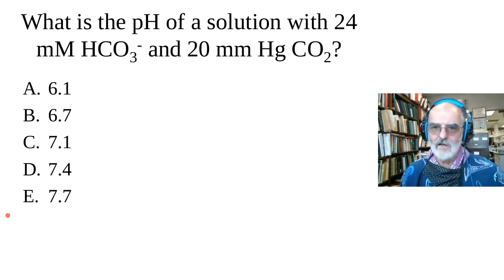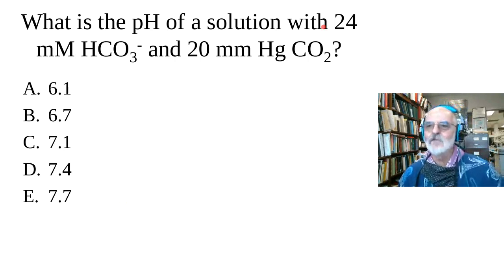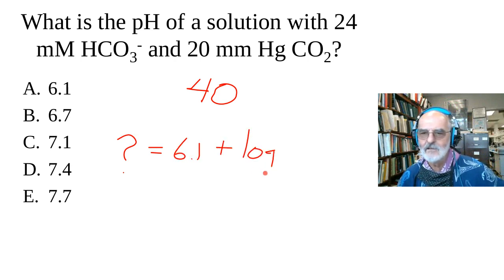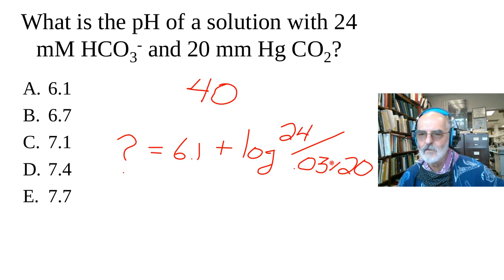During the live lecture, we can turn this into a test. 24 millimolar of bicarb and 20 millimeters of mercury of CO2. Now, normal is 40, so what we've done is dropped this by a half. So it's actually the same question: 6.1 plus the log of 24 over, but now you've got this 0.03 times 20. So again, we've reduced this by a factor of 2.